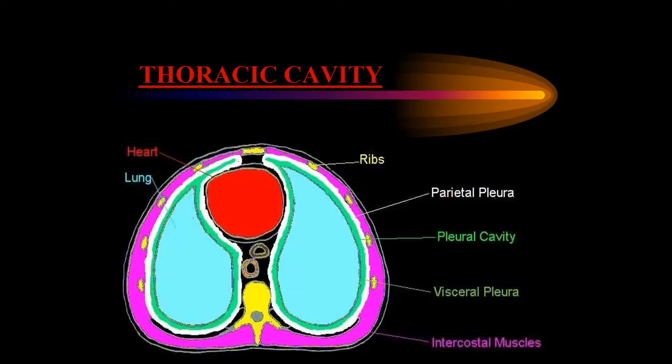The thoracic cavity consists of the thoracic wall, which includes the ribs, the sternum, and the vertebral column, and forms the cage and thoracic cavity. Both lungs and the heart are inside. The pleural cavity consists of the parietal and visceral pleura, and the intercostal muscles take a big role in the breathing movements.